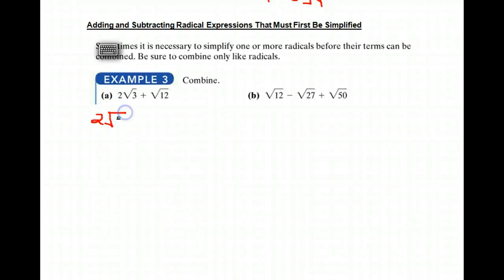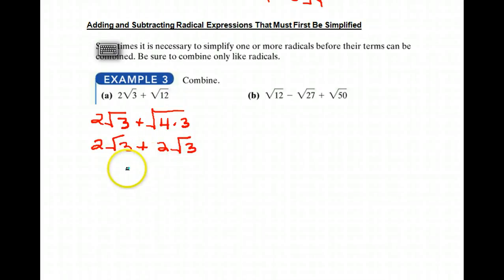So we have 2 square root 3 plus 12 can be broken down into 4 times 3 because 12 contains a factor that is a perfect square. So we have to continue to factor that down and evaluate that perfect square. It's unacceptable to leave it if it contains a factor that's a perfect square. So we have 2 square root 3 plus 2 square root 3. Now that we have like radicals, we can combine that and we will have 4 square root 3.